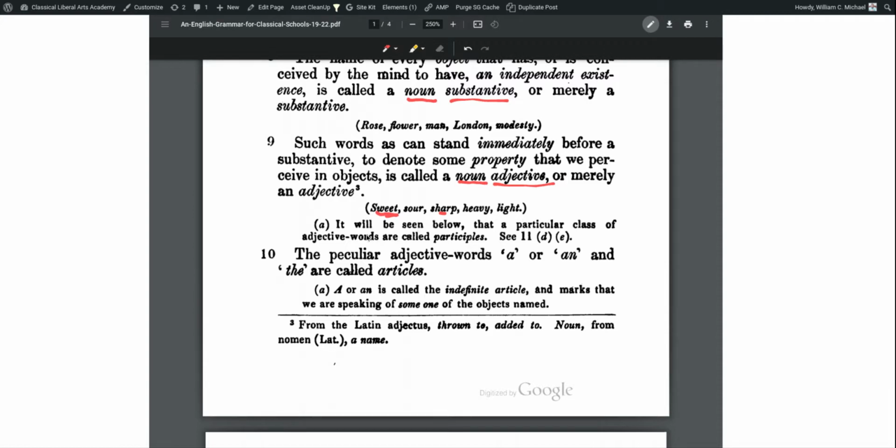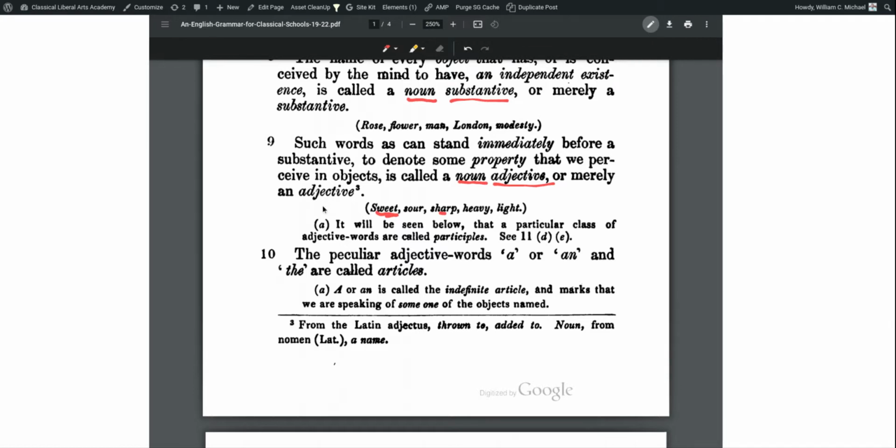Now, there are notes all through this chapter, and many of these notes, you can read them, but they're not very important. Like this note here, note A under point 9 says, it will be seen below that a particular class of adjective words are called participles. Well, that's really not important right now. It's simply telling us that we're going to learn about participles in another part of this lesson. So let's leave that for then. So far we've learned two parts of speech, noun substantives and noun adjectives.